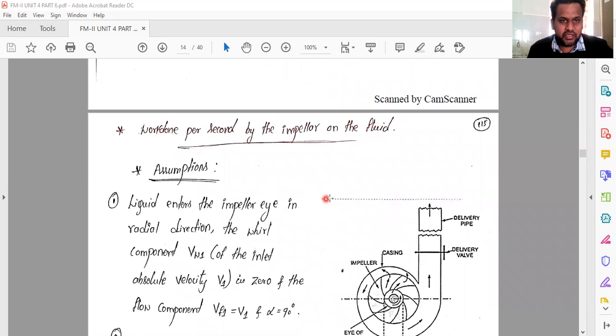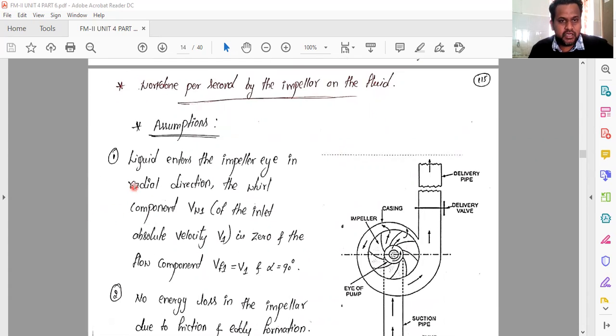So now let's see work done per second by the impeller on the fluid. There are some assumptions, जैसे for to find the work done of the centrifugal pump या impeller on the fluid के लिए, liquid enters the impeller I in the radial direction. The whirl component, that is Vw1 of the inlet absolute velocity V1, is 0, and the flow component, that is Vf1, is equal to V1, and alpha is equal to 90 degree.